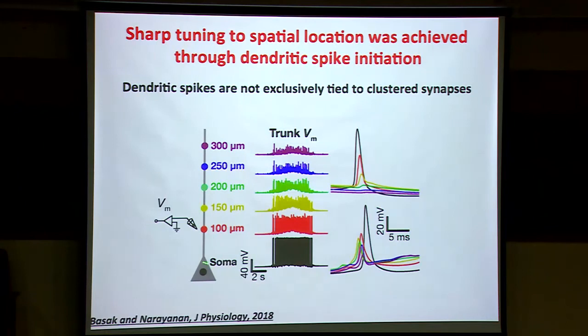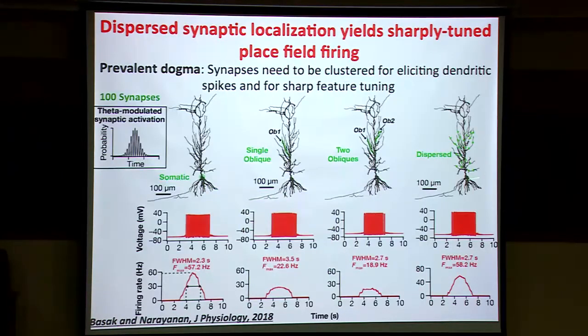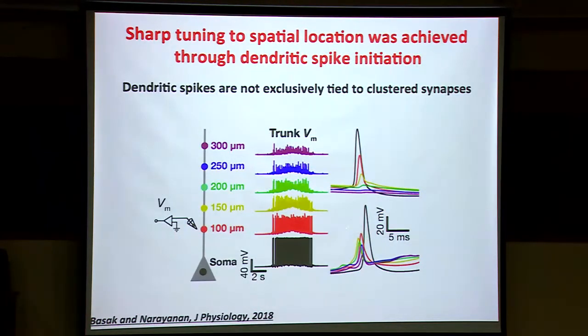So these are the color codes. And you see that in this particular case, you have the black action potential coming much after these different things that are coming first. So this is a dendritic spike that eventually leads to a full-blown action potential, showing that even with dispersed synaptic inputs over here, you can get dendritic spikes.